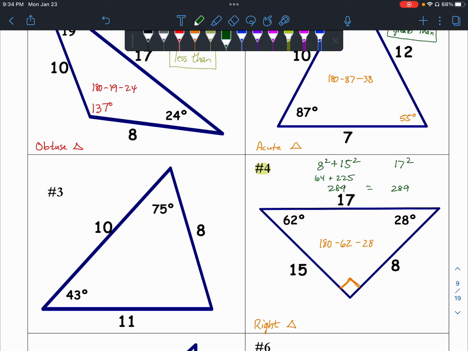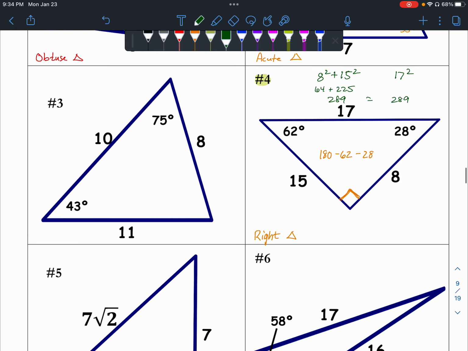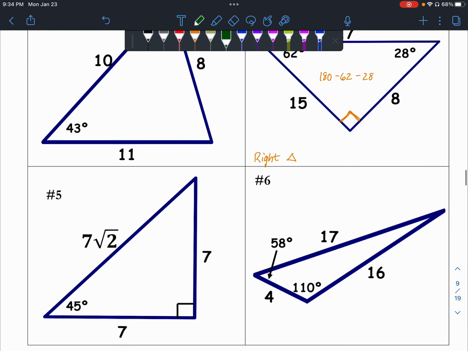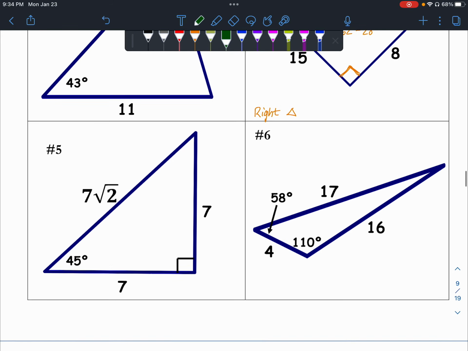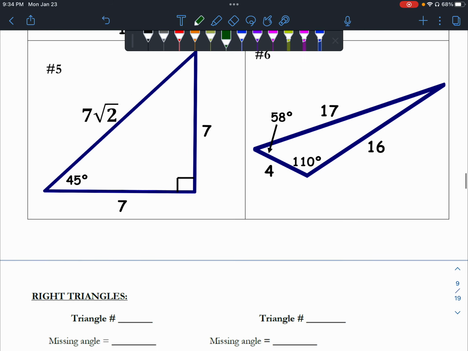And again, that would make sense because we know we have ourselves a right triangle, so a squared plus b squared should indeed equal c squared. Take a look at examples 3, 5, and 6 if you want a couple other examples, but you would find similar processes here.